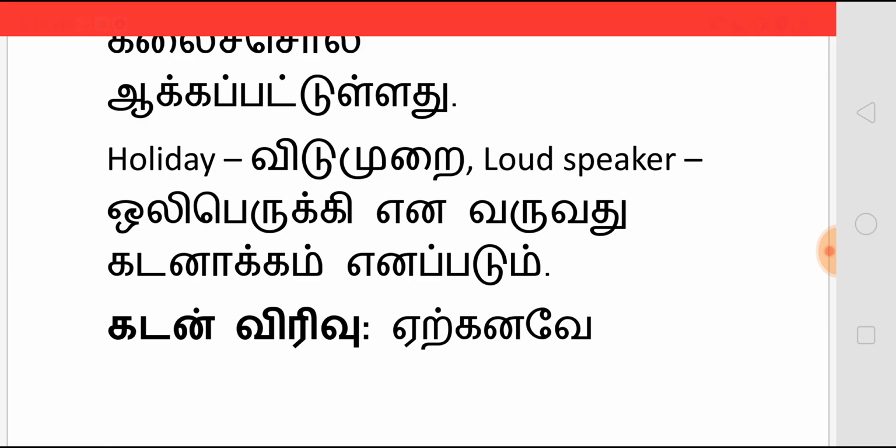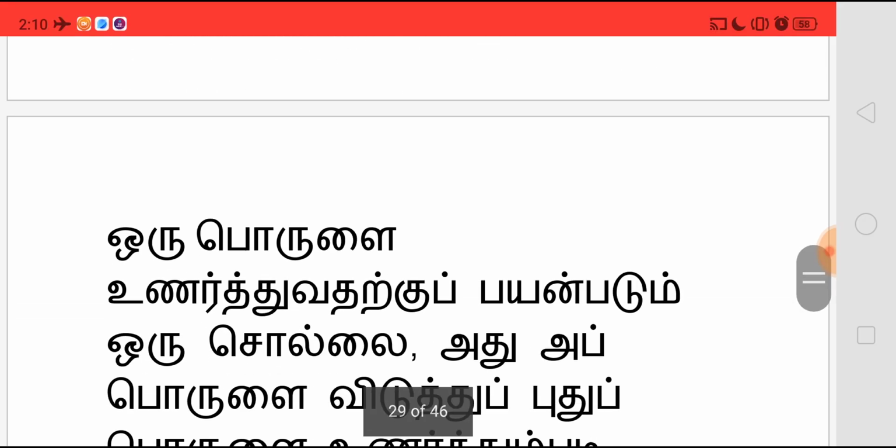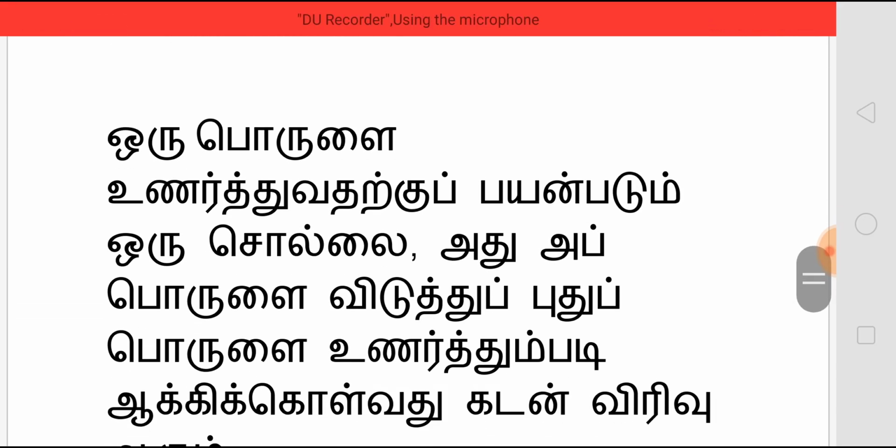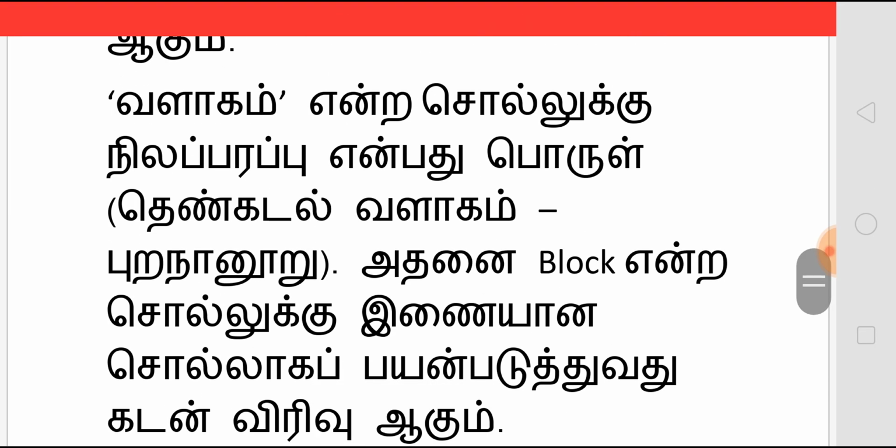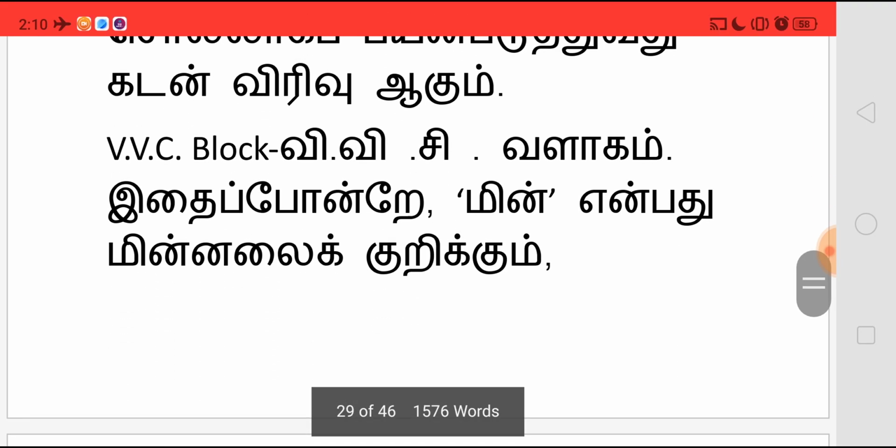All these are Kadanakam. Now, Kadan Virivu means already one product is there and there is a word to indicate it. Now, instead of indicating this product, if that word is going to indicate another product, it means Kadan Virivu. Like the word Valagam. Valagam means Nilaparapu, landscape. We have a word in Purananuru that says Ten Kadal Valagam, that is Nilaparapu. Now we are using this word Valagam for block. Like this is called Kadan Virivu.